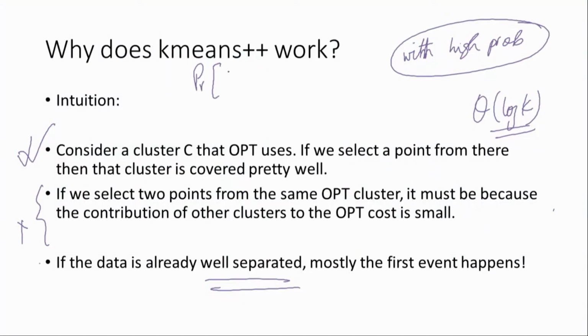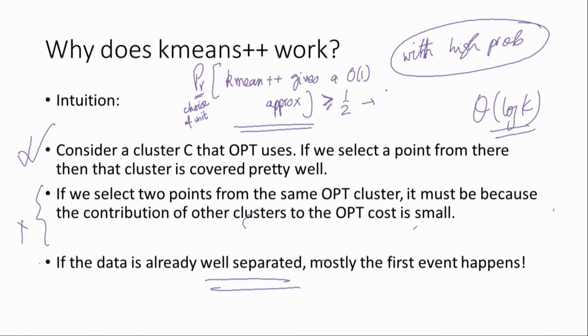Let me make my question a little more precise, because you guys have done probability. Suppose the probability that k-means plus plus gives an order one approximation is at least half. What is this probability over? Remember, this probability is over the choice of initialization, because the random variable here is the set of centers that we are choosing. So suppose the probability that k-means plus plus gives an order one approximation is at least half.